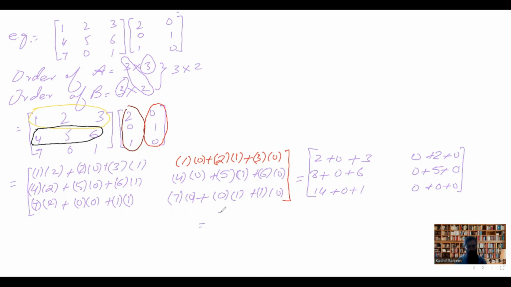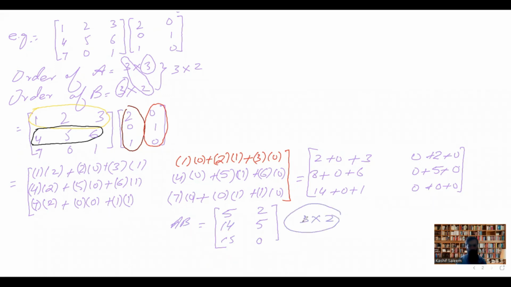So what is the required answer? The required answer is 5, 2, 14, 15, 5, 0. So you have a matrix which is AB, and the order of the matrix AB is 3 by 2.